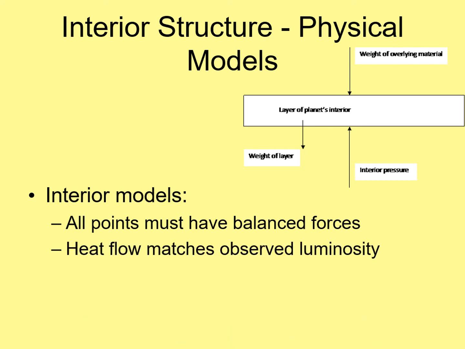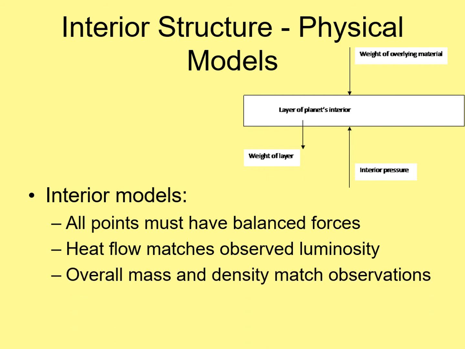We can also use the amount of energy flowing through the sun's interior to determine how hot it is. We can get this heat flow from the energy the sun radiates into space. We can also use our observations of neutrinos to put limits on the amount of energy generated in the sun's core. Finally, when we finish putting together our model of the sun, we have to make sure that it still matches the overall density and mass that we observe.